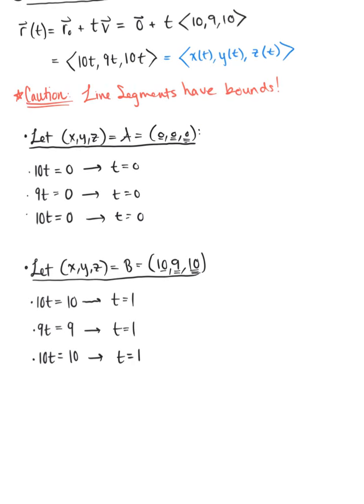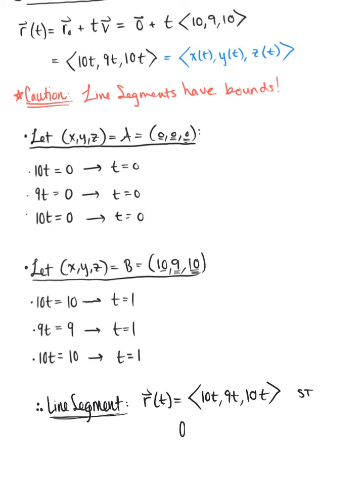So we can claim now that the equation of the line segment is defined as follows. Our beautiful final answer, we have the line segment vector r of t is defined by the components (10t, 9t, 10t), and this is such that t is greater than or equal to 0, less than or equal to 1. And this is one possible beautiful final answer.